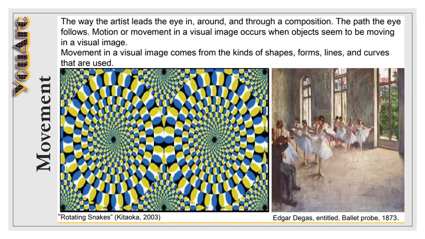These are some examples of movement. If you see in this particular figure 1, the artist defines where our eye has to be in or around or through the composition. He defines the path for our eye movement. So he automatically created a motion or movement for this particular figure.